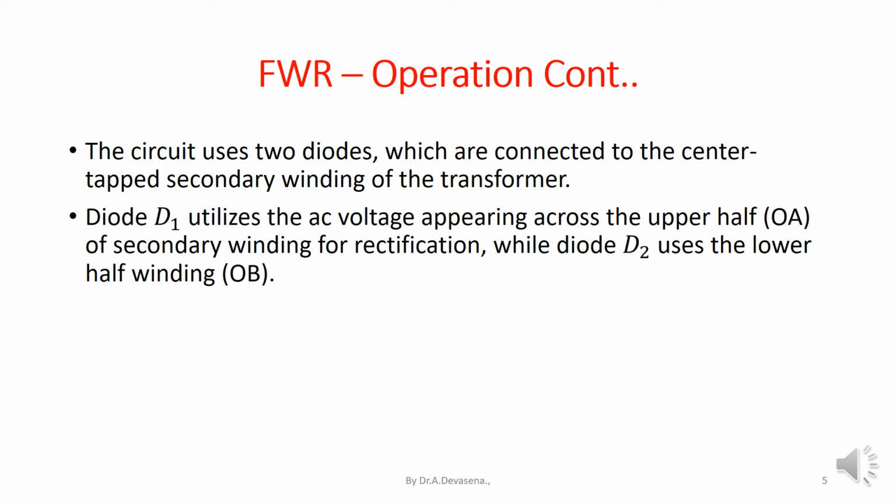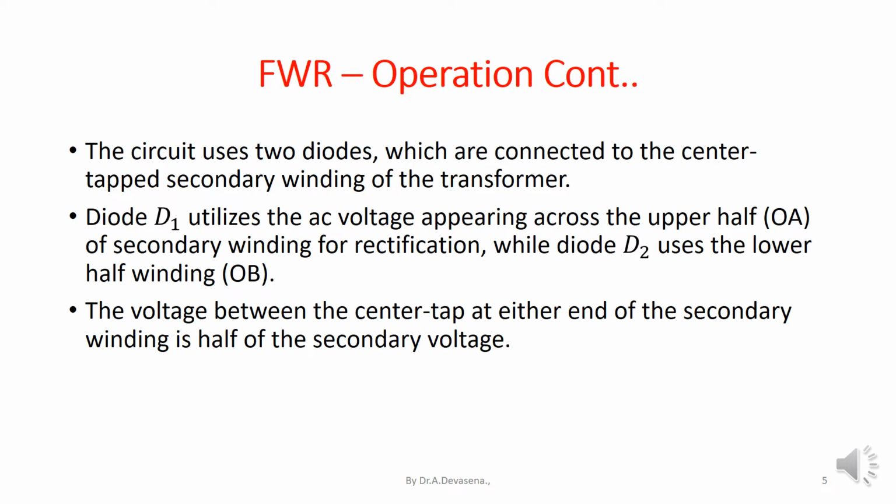Diode D1 utilizes the AC voltage appearing across the upper half of the secondary winding for rectification, while diode D2 uses the lower half winding. The voltage between the center tap and either end of the secondary winding is half of the secondary voltage.